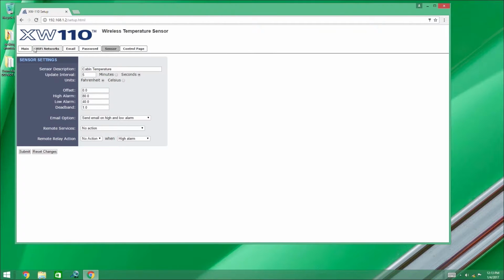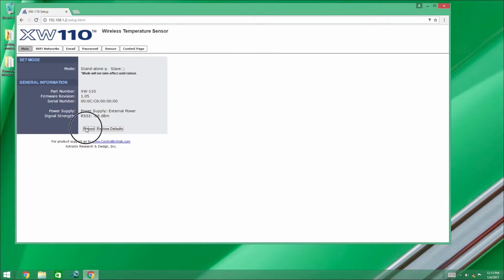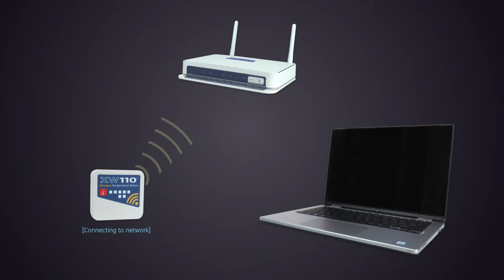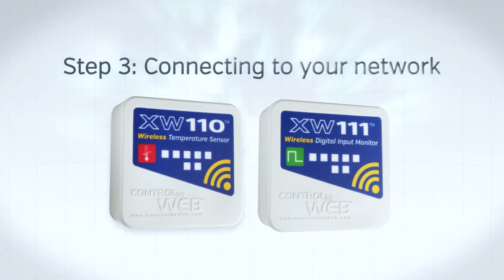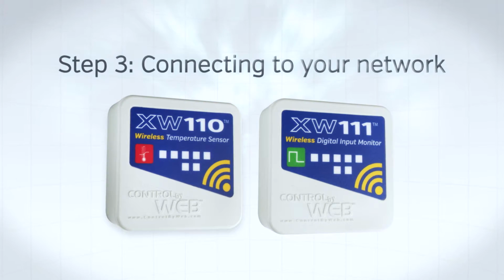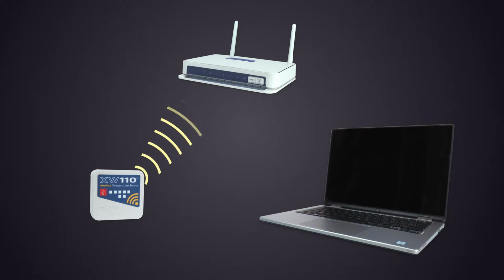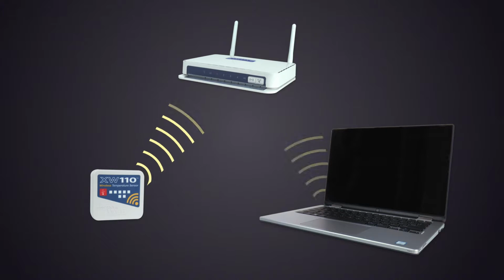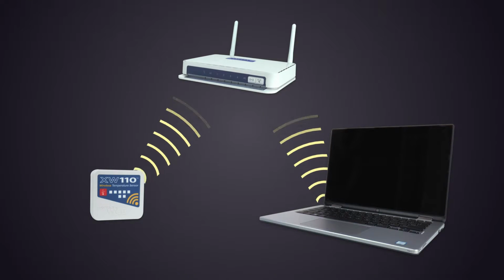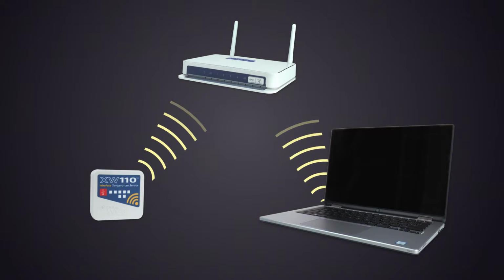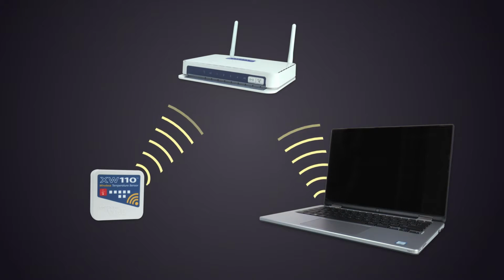Click on the main tab and click Reboot. The XW110 will now attempt to connect to your Wi-Fi network. Since the XW110 is no longer in access point mode, your computer will no longer be directly connected to it. Make sure your computer is connected to the same network that your XW110 is set up to use. If you're using a static IP address, open up a web browser and type in the XW110's IP address.